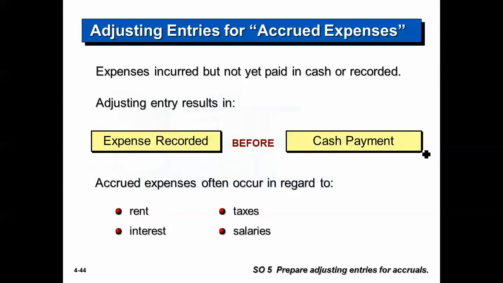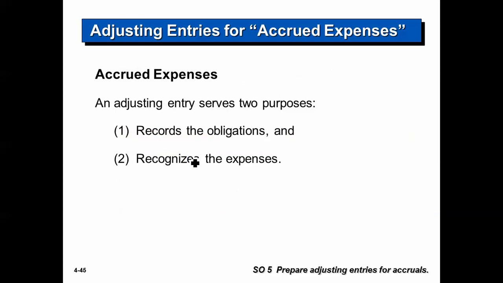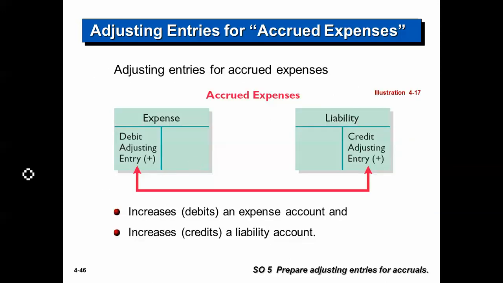Now, same with accrued expenses. These are expenses that have been incurred but not paid in cash or recorded. So the adjusting entry is to record the expense and credit a payable. And that's what we do. We debit the expense and we credit the payable. So if we have to pay the salary, we debit salary expense, credit salaries payable.